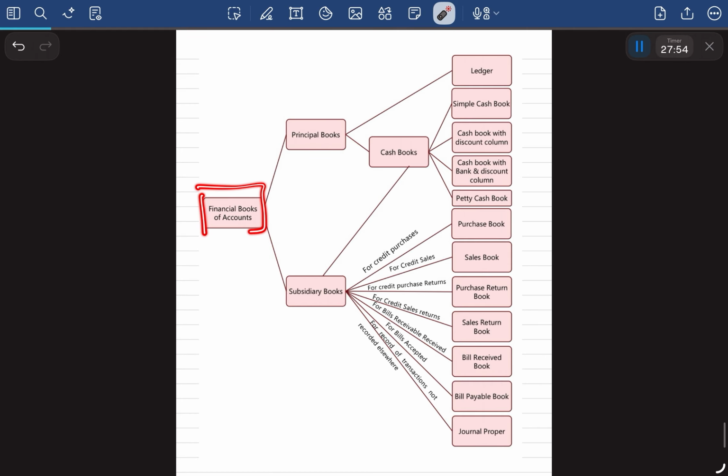So understand, here there is a flow chart. First we have financial books of accounts. There are 2 types of books we discussed: first principal and second subsidiary books. Principal books are of two types: first is ledger and second is cash book. Ledger we studied in the previous lectures, and now cash books have 4 types. First we call simple cash book, second we call cash book with discount column, we call it double column cash book. Then we have cash book with bank and discount column, we call it triple column cash book. And in the last, petty cash book.